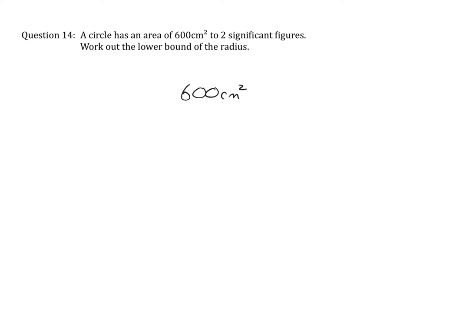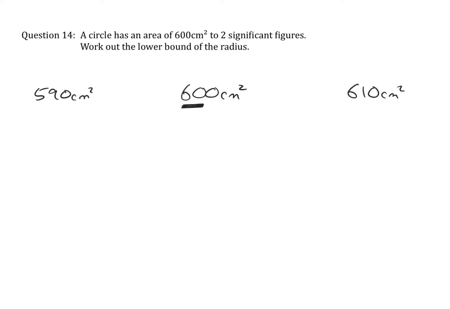So let's think about it. The two significant figures would be the first two non-zeros, so the 6 and the 0. So the one above that to two significant figures would be 610, and the one below that would be 590. And just stop for a second and look at that. So we're doing two significant figures. At some point between these two numbers it rounds up to 610, and at some point between these two it rounds down to 590. So where are those points? Well, they're going to be exactly halfway.